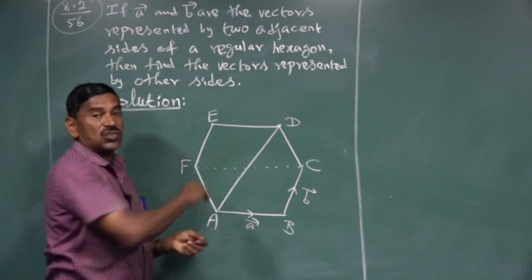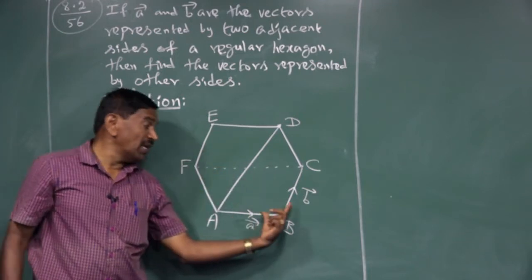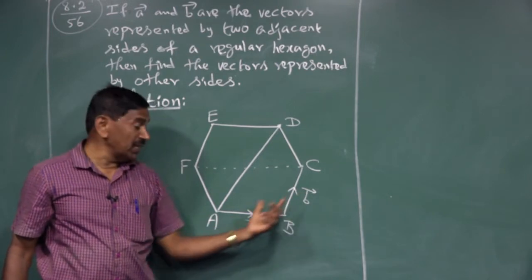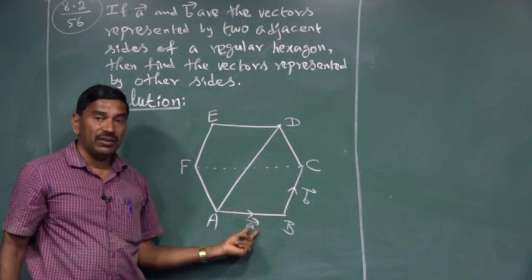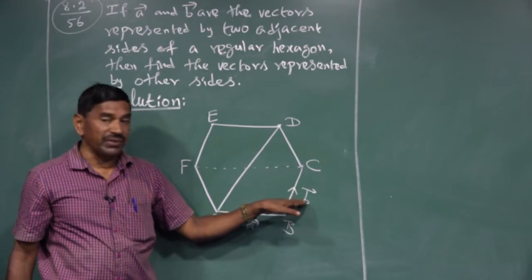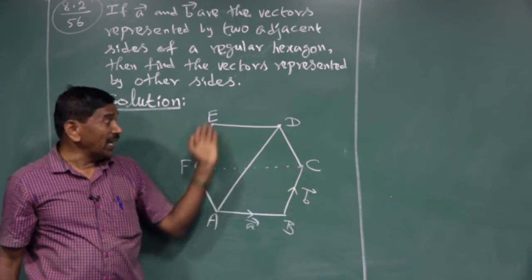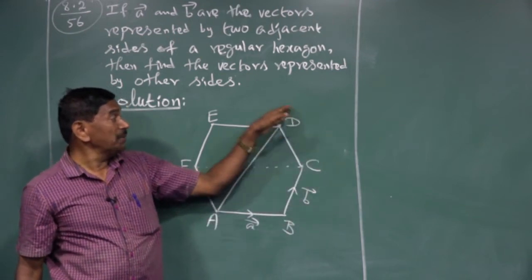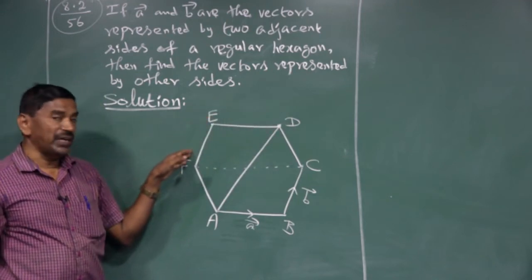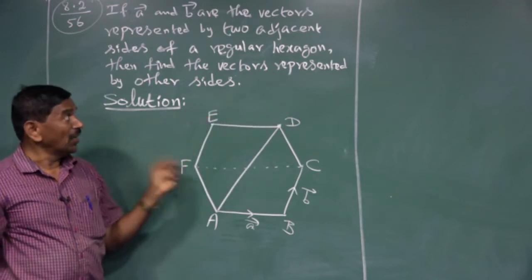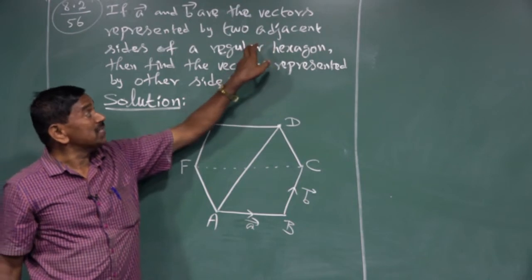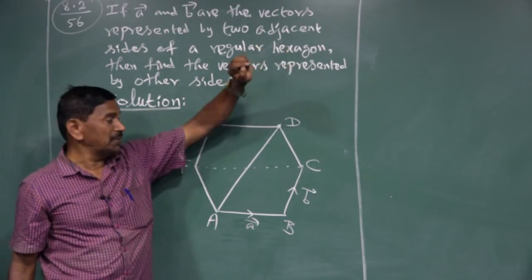So totally 6 sides are there. Two adjacent sides are given: vector AB equals vector A and vector BC equals vector B. We are asked to find vector CD, vector DE, vector EF and vector FA. Now we want to use the properties of a regular hexagon. That is important.